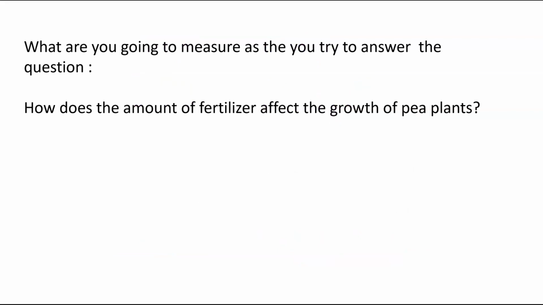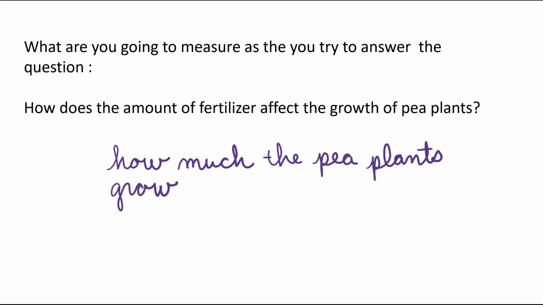Now that we've identified fertilizer as the independent variable that we are going to intentionally change, what are you going to measure as you try to answer the question? How does the amount of fertilizer affect the growth of the pea plants? We're going to change the amount of fertilizer, and we want to see how it affects the growth. So we need to figure out how much the pea plants grow.